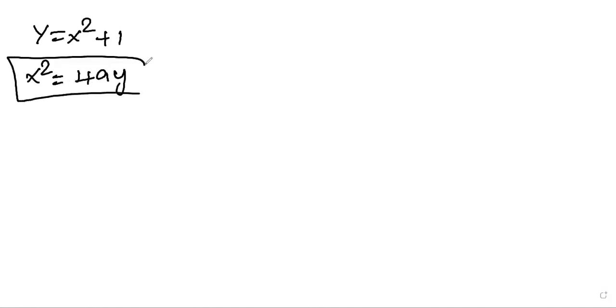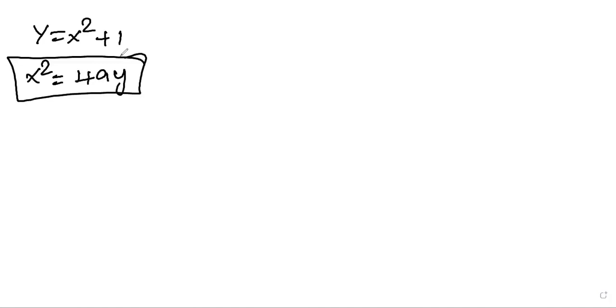Okay. So now we just want to find the area bounded by the parabola, which is y is equal to x square plus 1, and the straight line x plus y is equal to 3. So y is equal to x square plus 1. We have this equation for the parabola, x square is equal to 4ay.